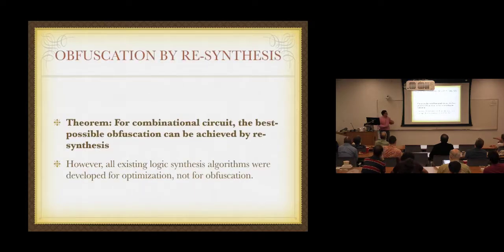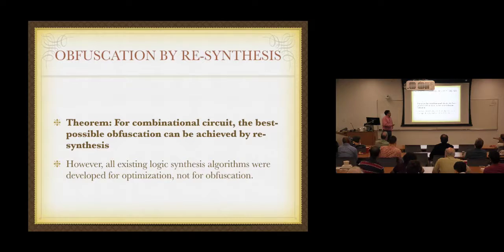I think I gave a simple proof. I think this is probably too simple. So for combinational circuits, this best possible obfuscation can be achieved by resynthesis. That is, if you define resynthesis in a general way, that you change the structure, but you never change the functionality. Right? That's resynthesis. Then it can be achieved.